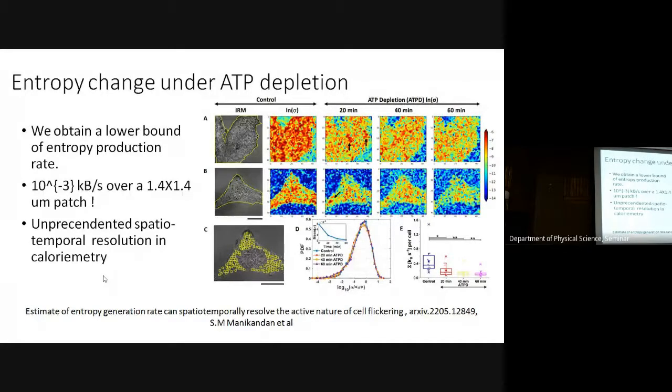Okay, so this is the main result of this part of the work. There is unprecedented spatial temporal resolution in calorimetry. Entropy has never been calculated up to this resolution ever. So we are very proud of it.